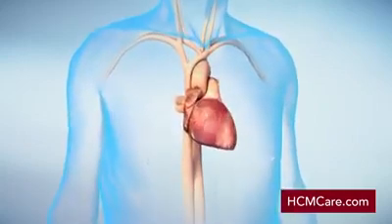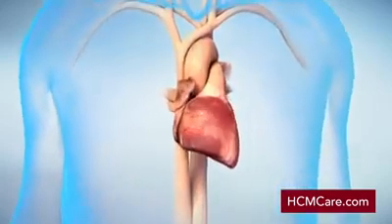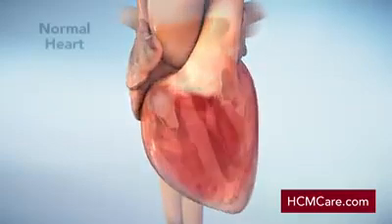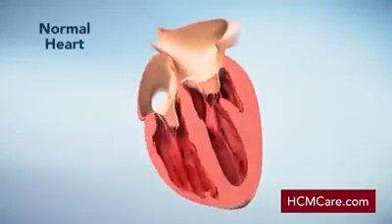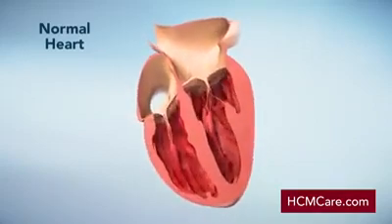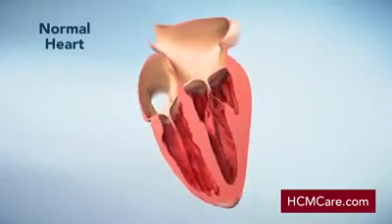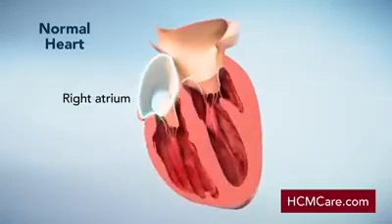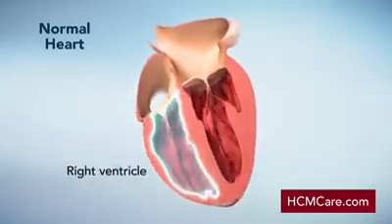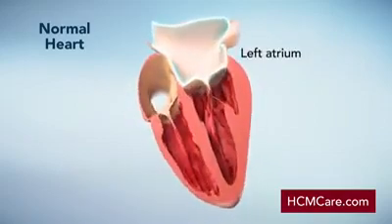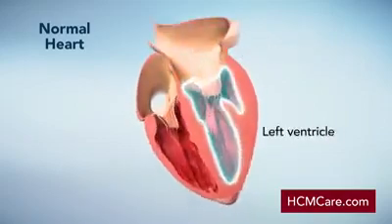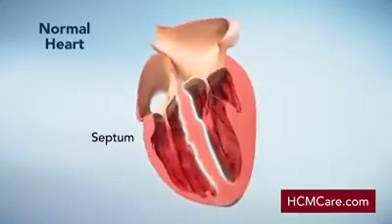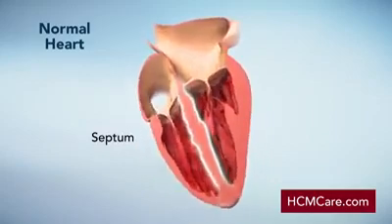Hypertrophic cardiomyopathy is a condition where the walls of your heart thicken, often caused by an abnormal gene. In order to understand this condition, it's important to know the main parts of your heart. Your heart has 4 chambers. They are the right atrium, the right ventricle, the left atrium, and the left ventricle. A muscular wall called the septum divides the 2 sides of your heart.